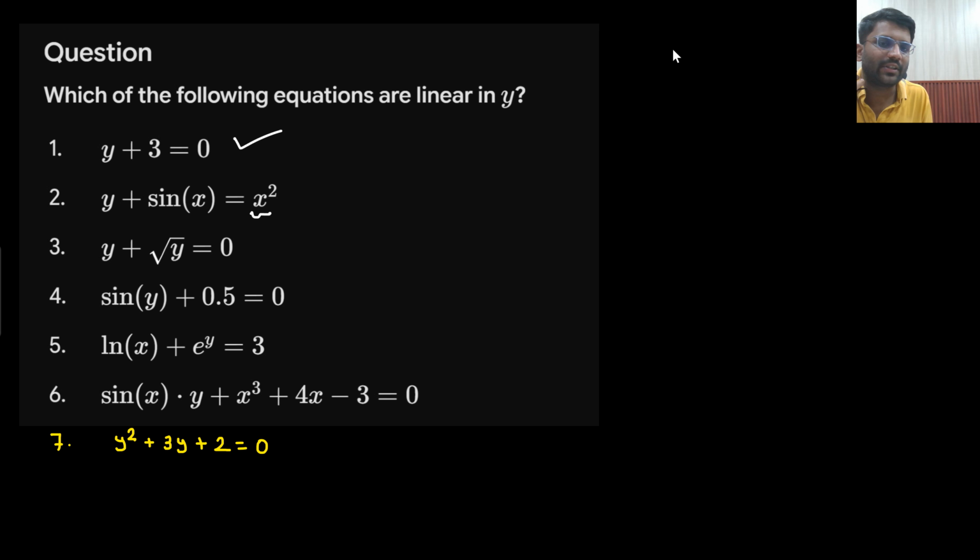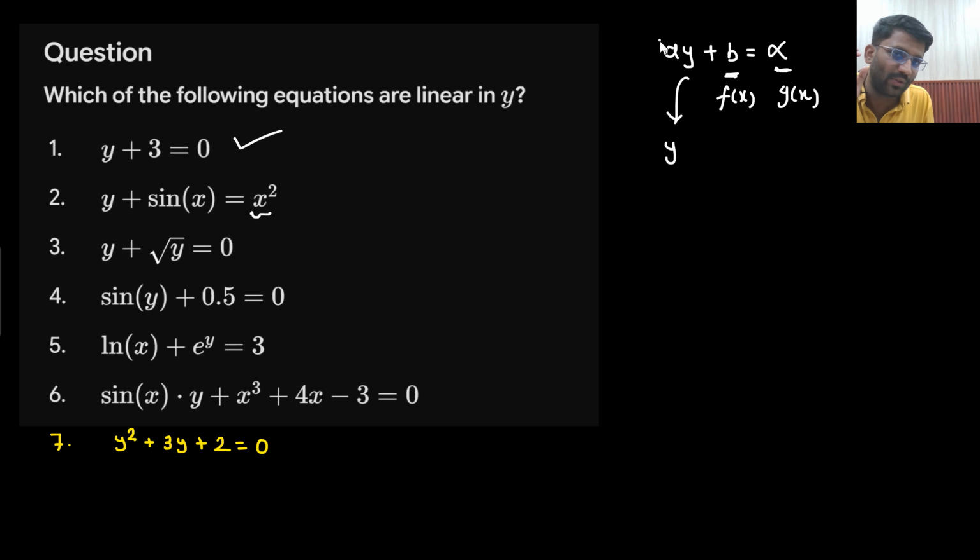No, what is the meaning of a linear equation? Ay plus b equals alpha, anything. This could be a function of x, yes. This could be a function of x, yes. I don't care. I only care about one thing, that y should have maximum power 1. The maximum power of y should be 1. This could also be a function of x, yes, it could be a function of x. What is my matter of concern? Maximum power of y should be 1.